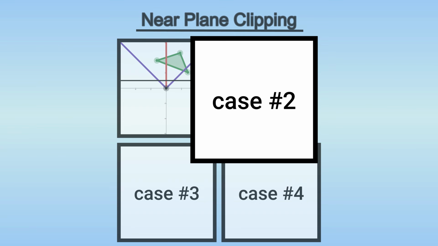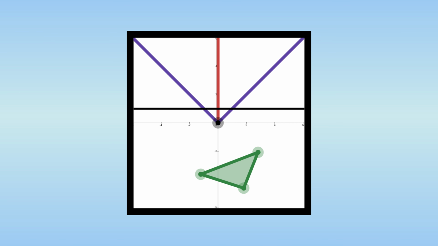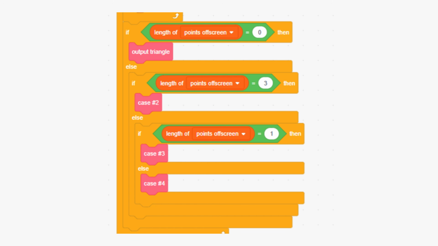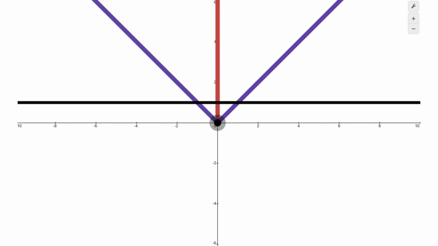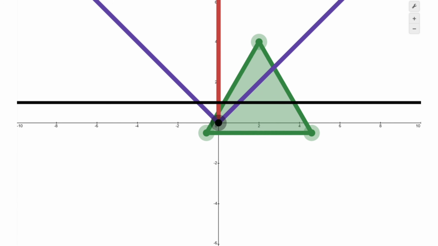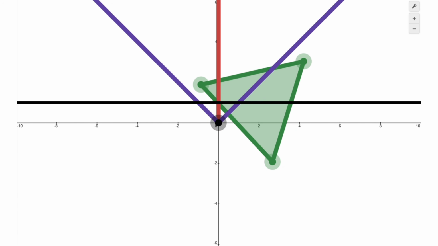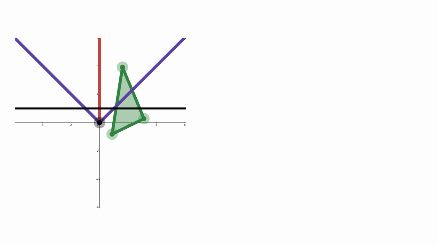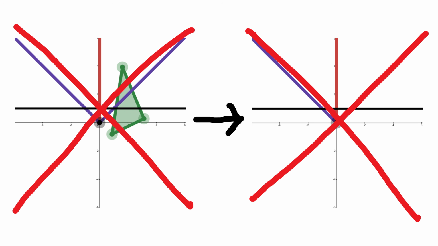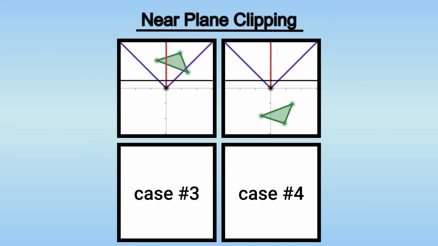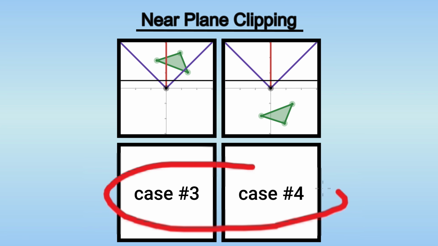The second case is when every point of the triangle is behind the camera, and it should not be visible at all. So in this case, we just output nothing, meaning the triangle will be discarded. The last 2 cases are when some of the points are in front of the plane and some of the points are behind. When this is the case, we can't just discard the triangle, since some of it could still be in view, but we also can't render it as is because points behind the camera are rendered incorrectly. So these are the cases where we need to clip the triangle.